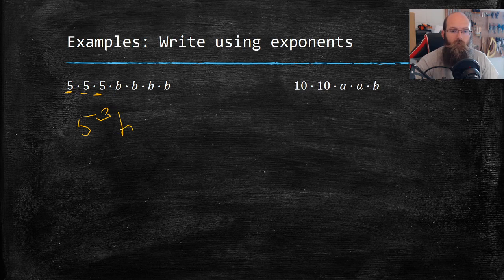Well, then I have a b, so I know that's going to be down here. 1, 2, 3, 4 times. Does the b get multiplied together? So its exponent is a 4.